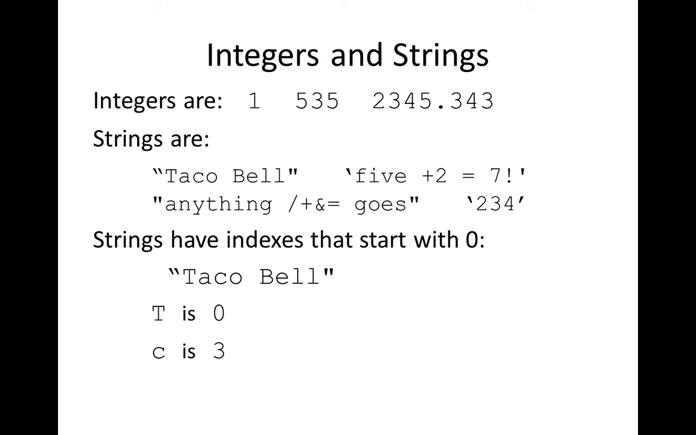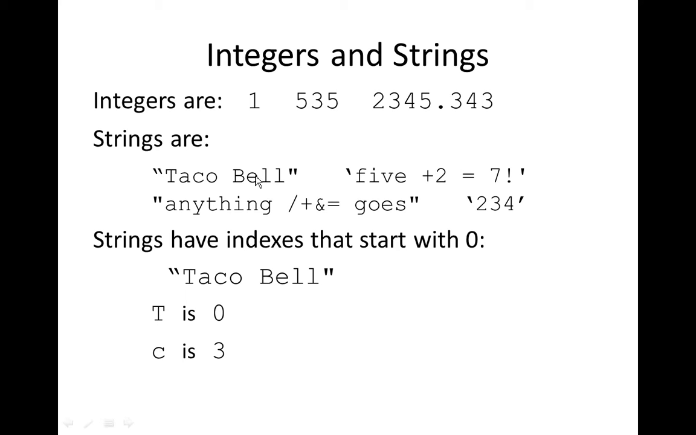Okay, so let's look at the difference between integers and strings. Integers are basically numbers. These are things that you can do things to using math. So you have numbers that could be 1, 535. Here we have a long string of numbers with a decimal point. When I say string, sorry, a long line of numbers here. These are all integers. Strings, on the other hand, are typically what we think of as text.